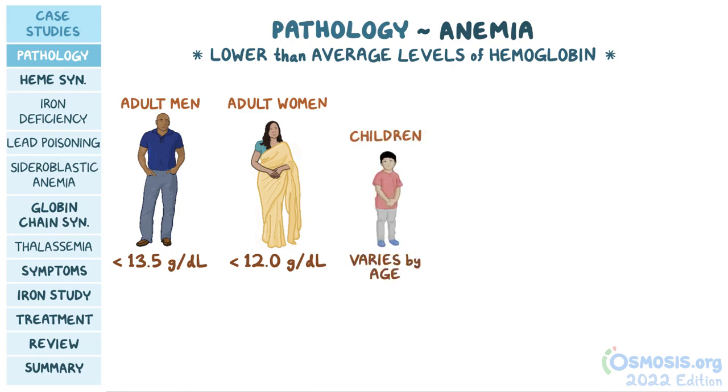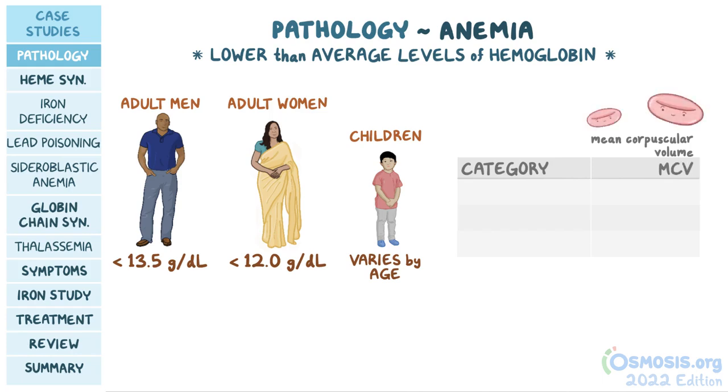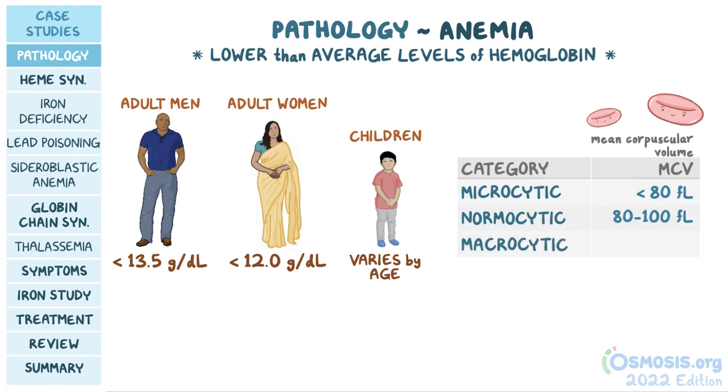Now, anemias can be broadly grouped into 3 categories based on mean corpuscular volume, or MCV, which reflects the volume of a red blood cell, or RBC. So microcytic anemia is where the MCV is lower than 80 femtoliters, normocytic with an MCV between 80 and 100 femtoliters, and macrocytic with an MCV larger than 100 femtoliters.